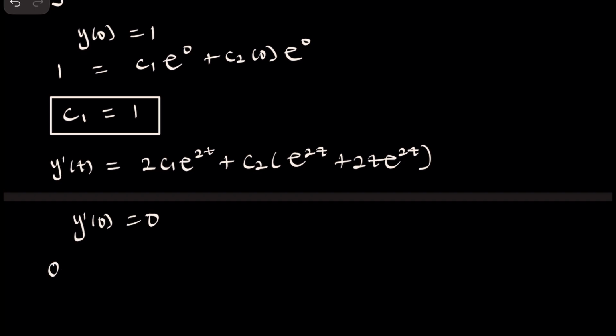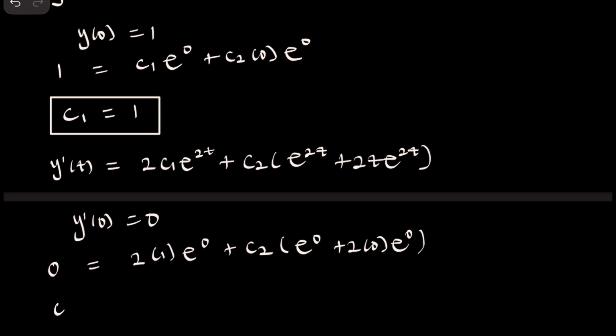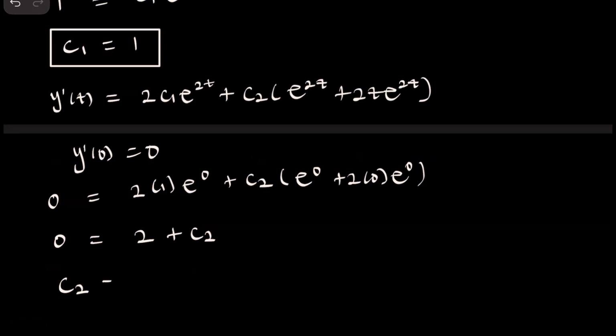Thus, we have 0 is equal to 2, c1 is known to be 1, then e exponent 0 plus c2 e exponent 0 plus 2 times 0 e exponent 0. So this simplifies to 0 is equal to 2 plus c2. Thus, c2 is equal to minus 2.